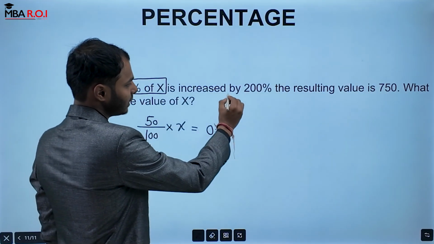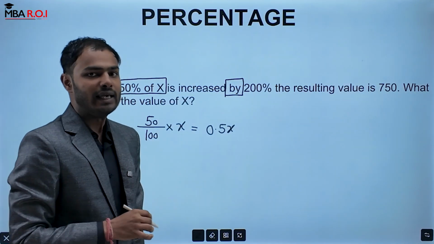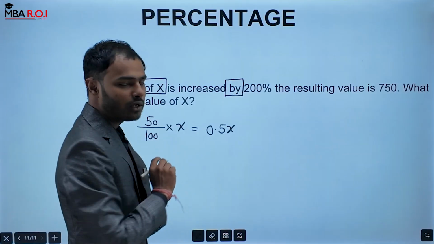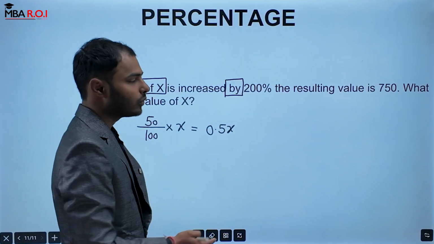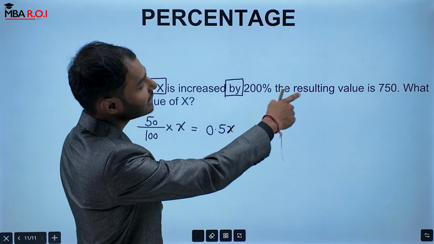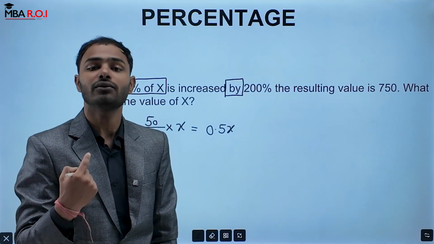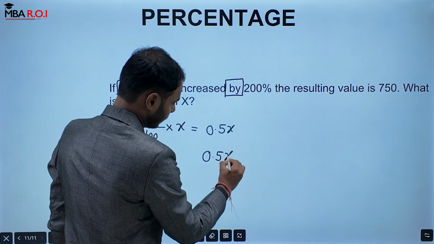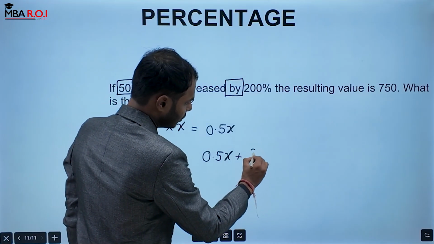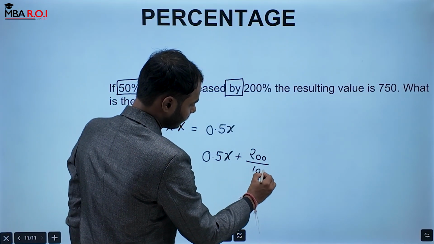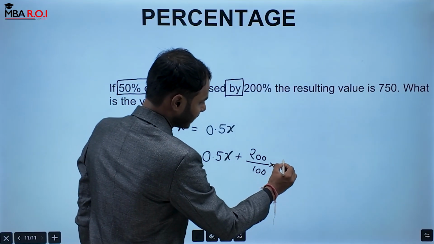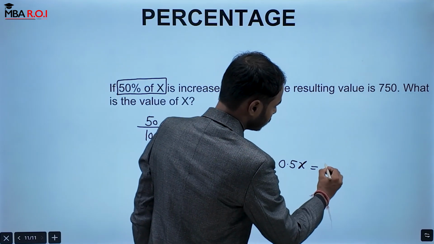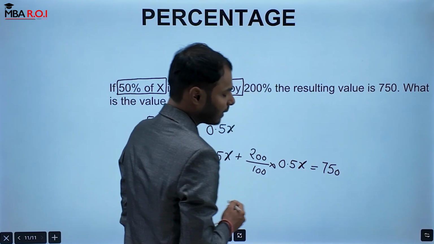Next, if you read further, you will see "increased by." Increased by means that to the initial value we have to add. The initial value is 0.5x. How much do we have to add? We have to add 200%. And then it says the resulting value is 750. So as we know, to the initial value we have to add 200% of the initial value, which is again 0.5x, and it results in 750.